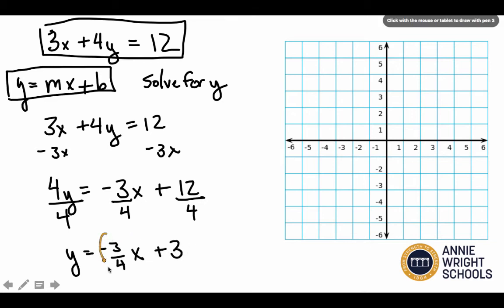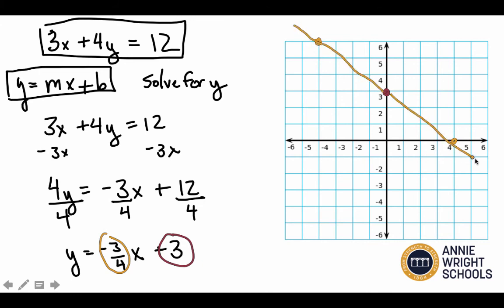Now I can see the slope. Now I can see the y-intercept. The y-intercept is 3. The slope is -3 over 4. Or up 3, back 4. And now I have an equation. Now I have a graph of a line. Because I know its slope and I know its y-intercept. You have to solve for y. Get y by itself to use the method we've been talking about in this video.